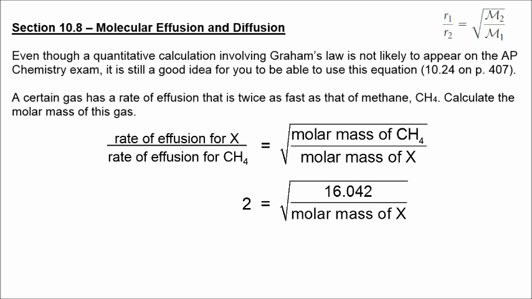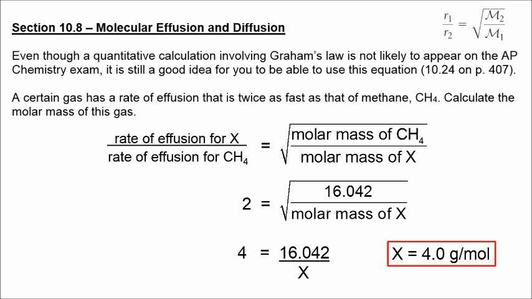16.042 is the molar mass of methane, and we don't know the molar mass of X. Let's square both sides, solve for X, and it turns out that X is equal to 4 grams per mole, which means it is likely that the mystery gas is helium. It weighs 1/4 as much as methane and happens to be traveling twice as fast.